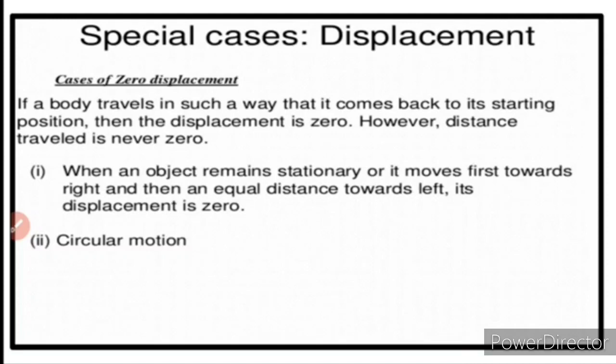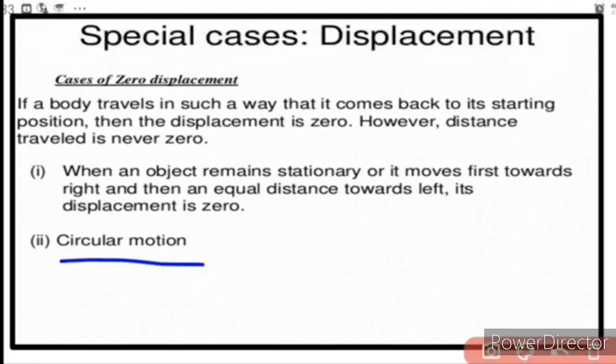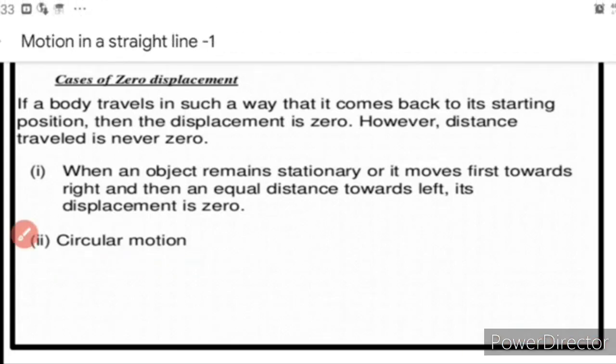And in circular motion, generally we say the displacement is 0. So these are the two cases where we have 0 displacement. That is a point to be noted.